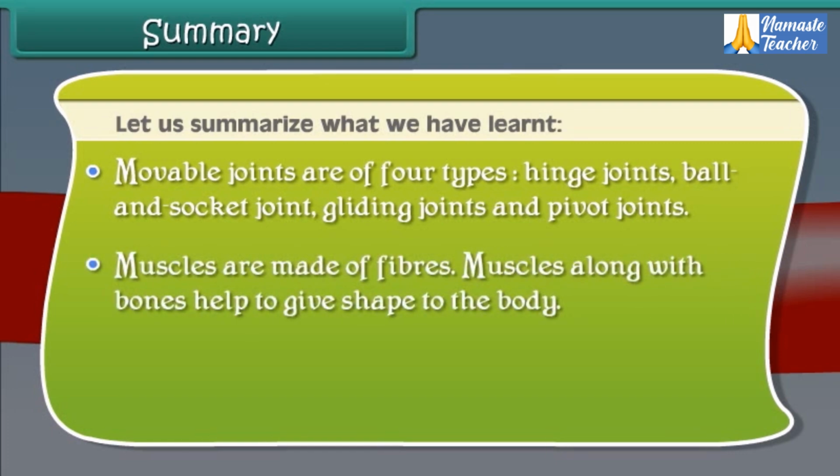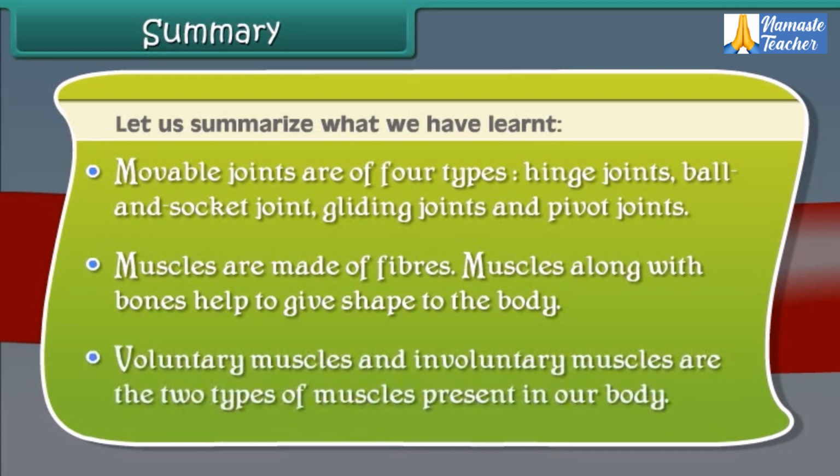Muscles are made of fibers. Muscles, along with bones, help to give shape to the body. Voluntary muscles and involuntary muscles are the two types of muscles present in our body.